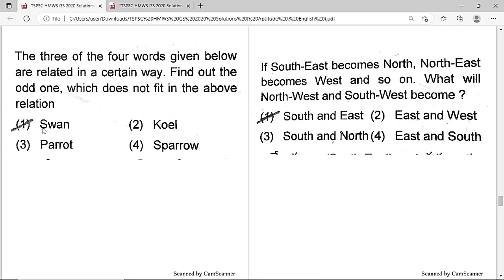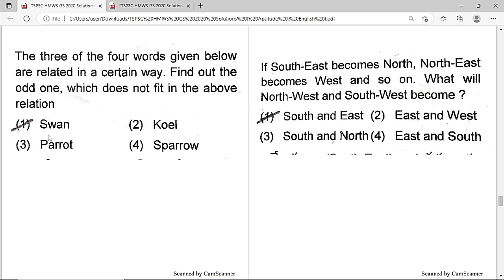Option A, swan, is the correct solution of this question. Swan is basically the only water bird in the group, whereas the quail, parrot, sparrow, as well as vulture, all live on the land. Whereas the swan lives in the water. It is a water bird.